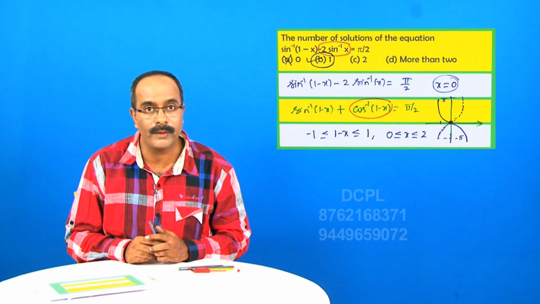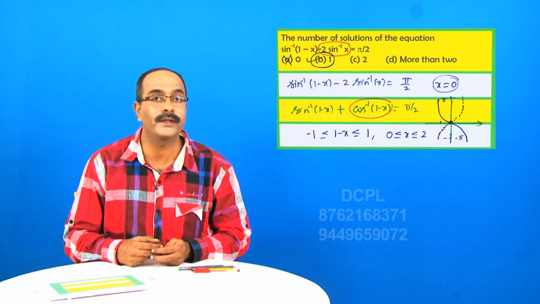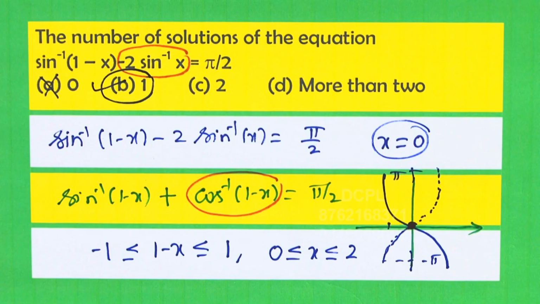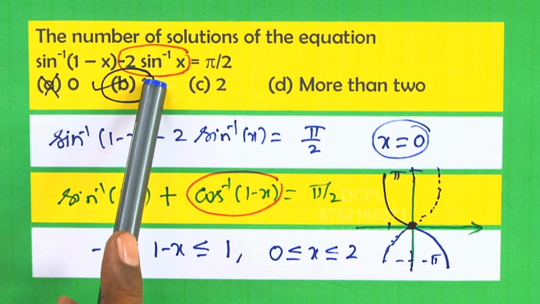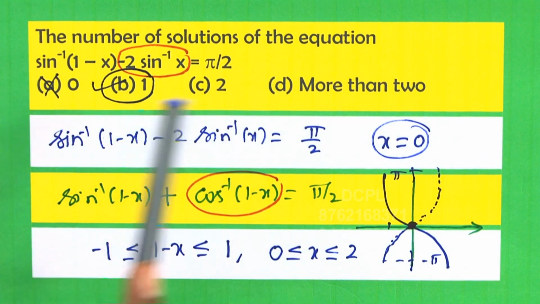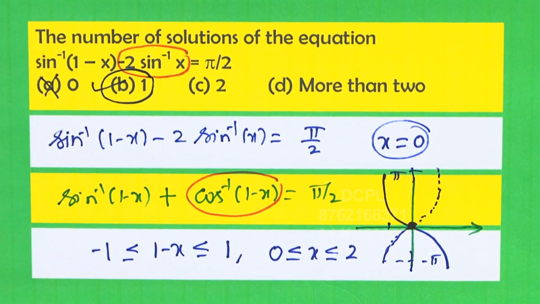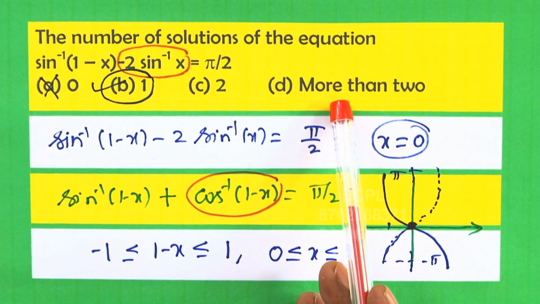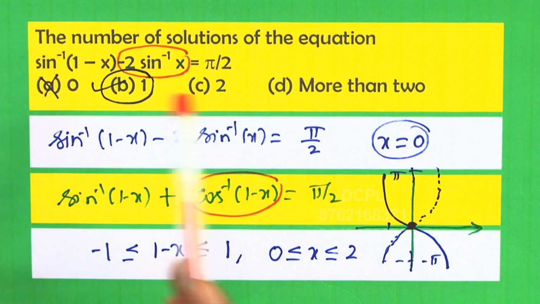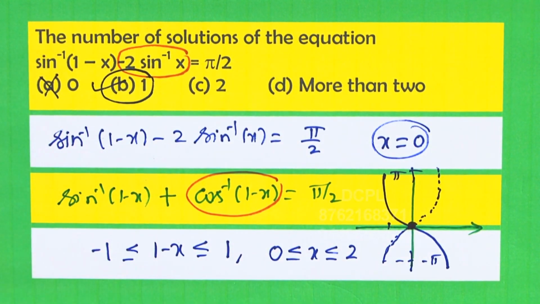This is the graphical approach, dear students. There is a theoretical approach also. What is that? You can write like this: sine inverse of (1 minus x) minus 2 sine inverse of x is equal to pi by 2. Shift 2 sine inverse of x to the right hand side. You will get sine inverse of (1 minus x) is equal to pi by 2 plus 2 sine inverse of x. Apply sine on both sides. You will get 1 minus x is equal to sine of (pi by 2 plus 2 sine inverse of x).